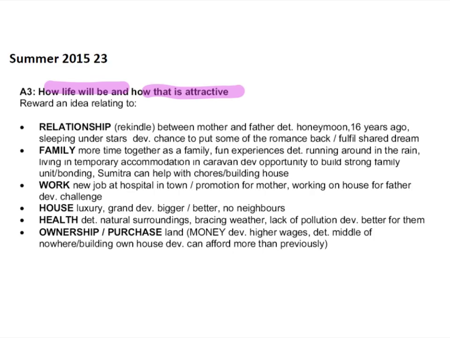And remember, in class we looked at, okay, what do they mean by how life will be? What is life, basically? Life can refer to your relationships, your family. It can refer to what you do, your work. It can refer to where you live, your house. It can refer to personal things, your health. Okay, so just think carefully about the wording of this and what you can get out of it.